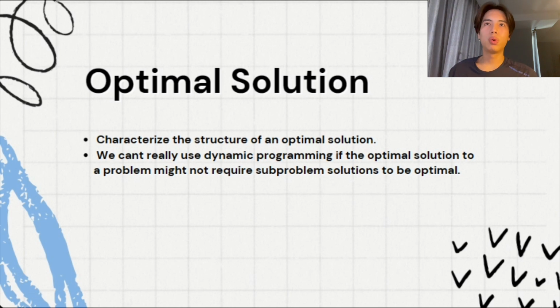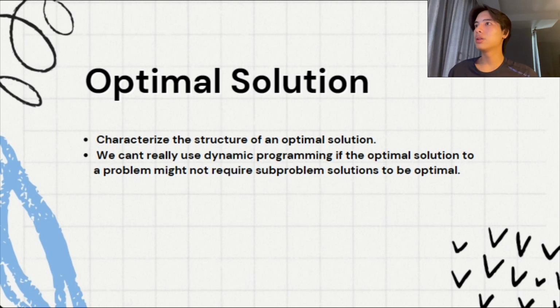Specifically, we must prove that we can create an optimal solution to a problem using optimal solutions to its sub-problems. Then we can store all the optimal solutions in an array and compute later elements in the array from earlier elements in the array. Okay. We can't really use dynamic programming if the optimal solution to a problem might not require sub-problem solutions to be optimal. This often happens when the sub-problems are not independent of each other.